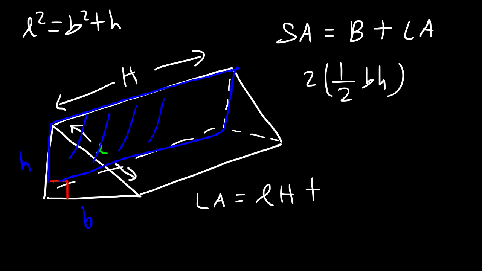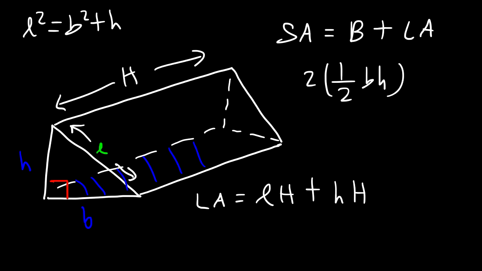Now let's say if we want to calculate the area of the face in the back, which is this face right here. It has a height H and another side length, which is lowercase h. So it's going to be H times h. And then if we want to calculate the area of the bottom face, it still has a height H, but a width of lowercase b. So it's going to be bH.